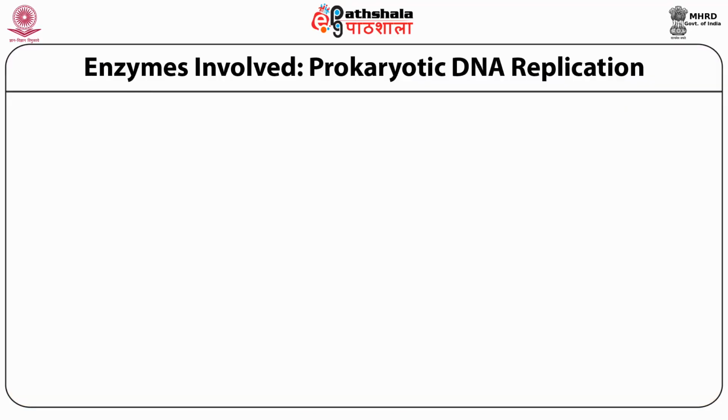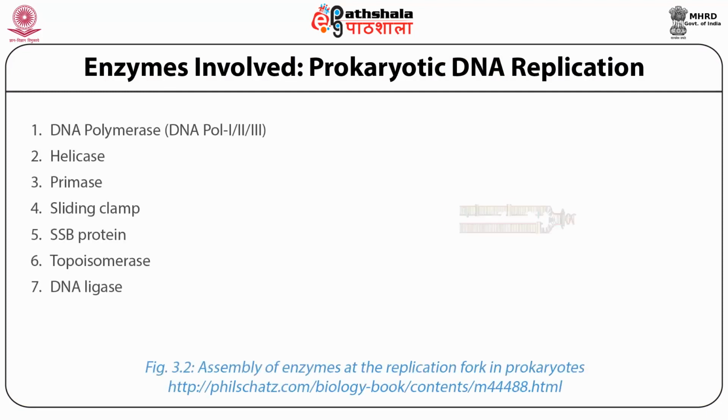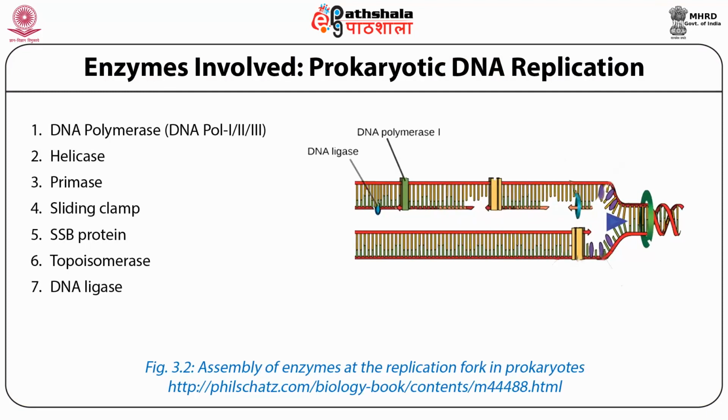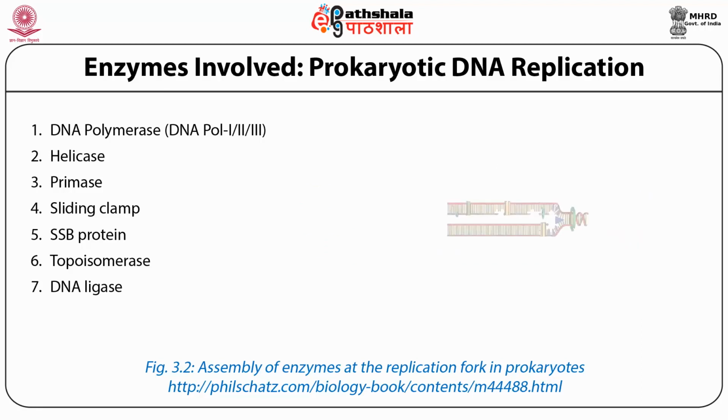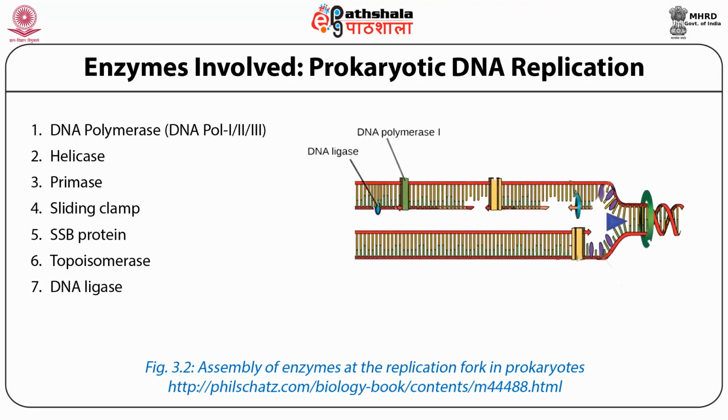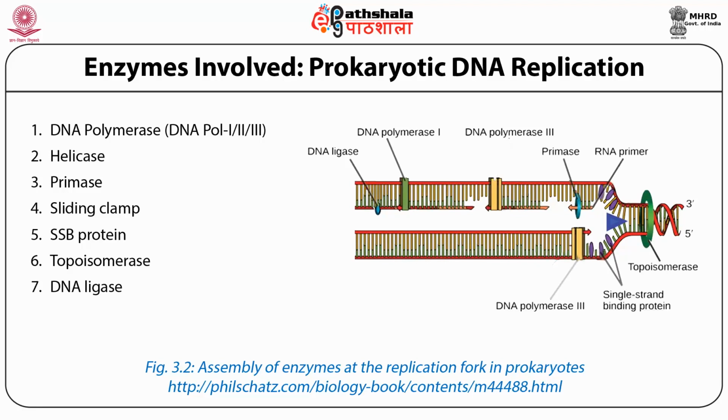Before proceeding further, let's have an overview of all the enzymes involved in prokaryotic DNA replication. First and foremost, for any kind of DNA replication, DNA polymerase is the most essential enzyme, which is the only enzyme that is capable of adding deoxyribonucleotides to the growing strand. Then comes the role of helicase, the enzyme which helps in unwinding the DNA duplex. Primase is an enzyme which is equivalent to DNA-dependent RNA polymerase.